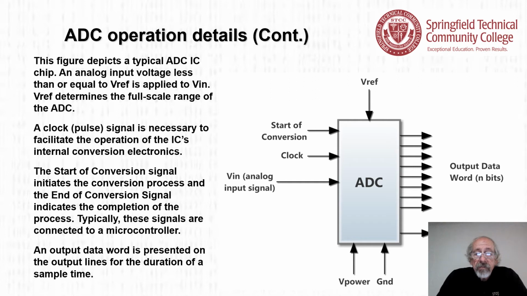And we mentioned before there are a few different types of ADCs. The startup conversion signal initiates the conversion process, and the end of conversion signal indicates the completion of the process. Typically these signals are connected to a microcontroller. An output data word is presented on the output lines for the duration of a sample time. So when the end of conversion pulse comes, the data is now on the output data word lines.